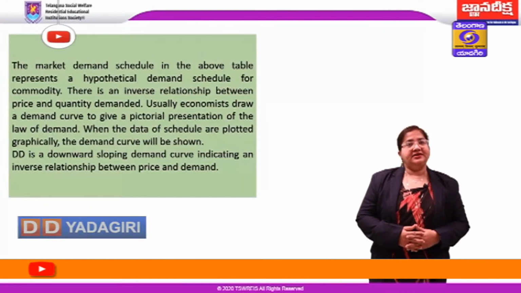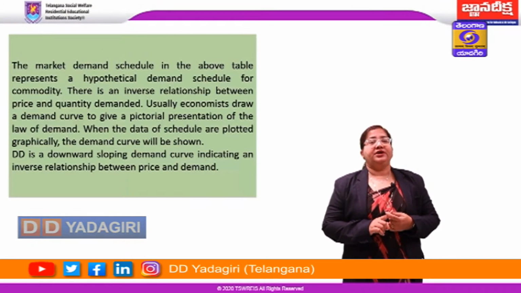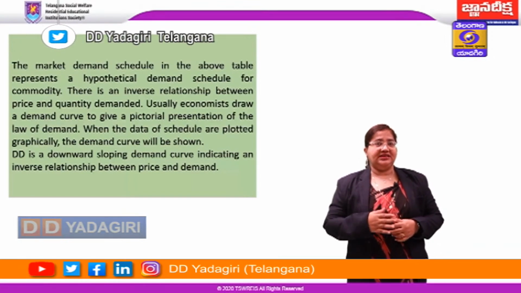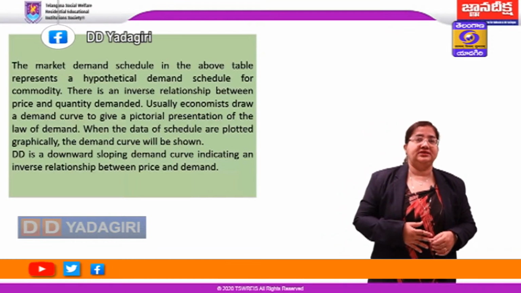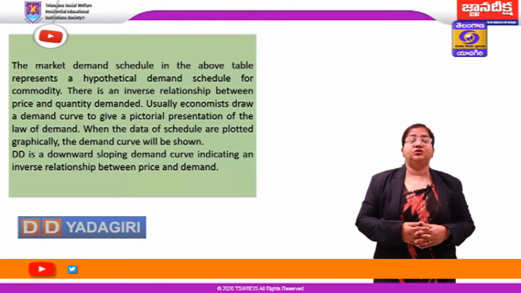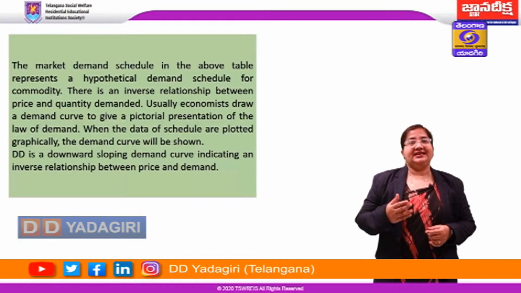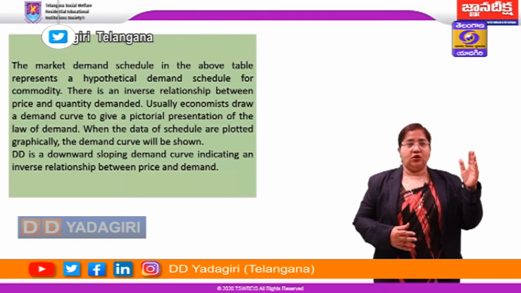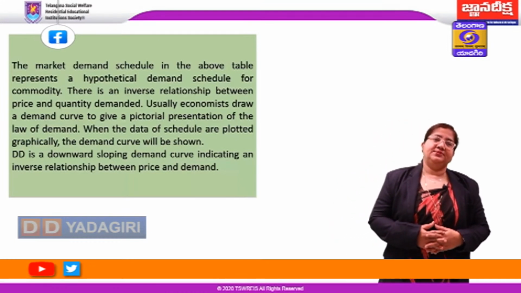The market demand schedule in the above table represents a hypothetical demand schedule for a commodity. We can read off from this table that with a fall in the price at each stage, the demand tends to rise. There is an inverse relationship between price and quantity demanded. Usually, economists draw a demand curve to give a pictorial presentation of the law of demand. When the data of the schedule are plotted graphically, you can see the demand curve, which shows downward sloping demand. DD is the downward sloping demand curve, indicating an inverse relationship between the price and quantity demanded.